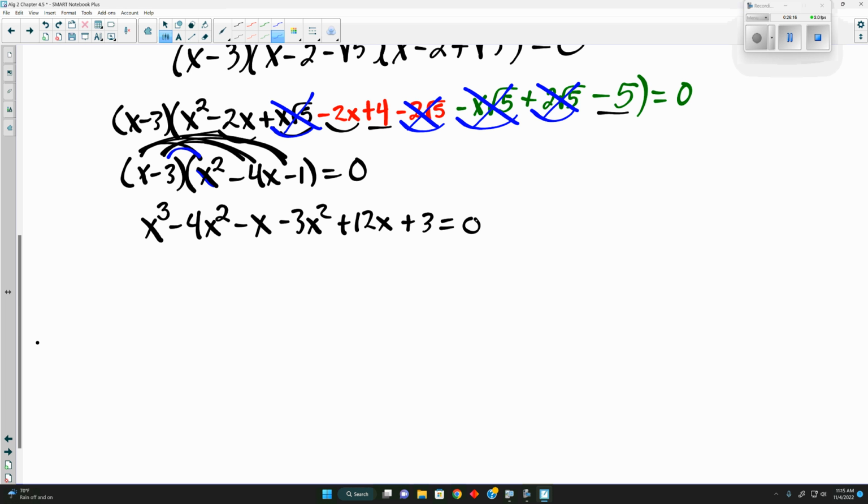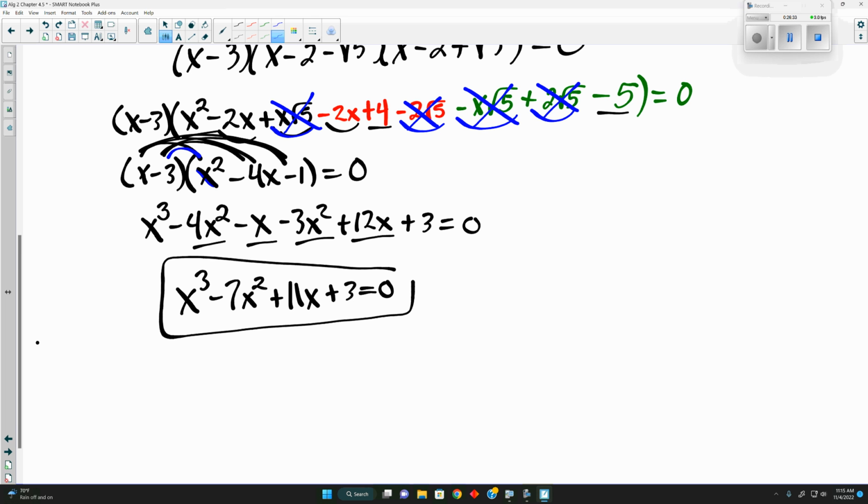Last but not least, we'll combine like terms. So we'll have x cubed. Negative 4x squared minus 3x squared is negative 7x squared. Negative x plus 12x is plus 11x. And then we have plus 3 is equal to 0. And that's it. That's all we have to do for this here. Any questions on this here?